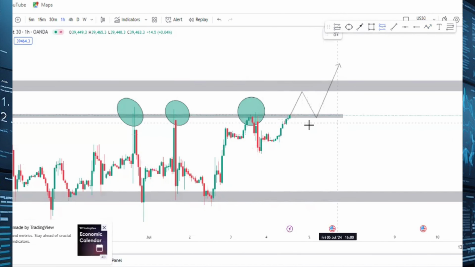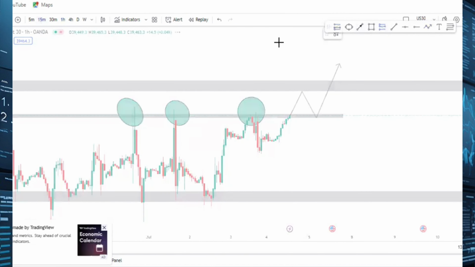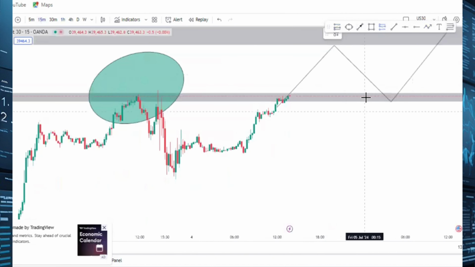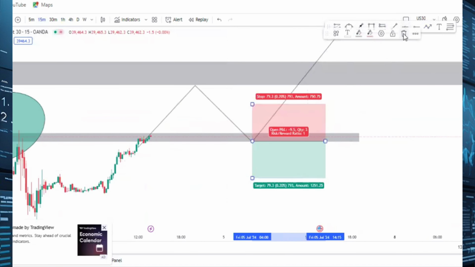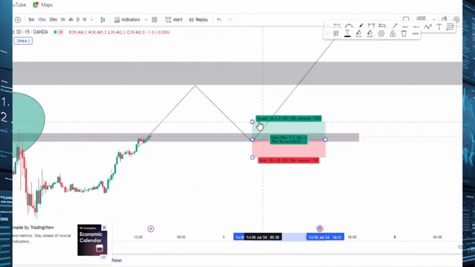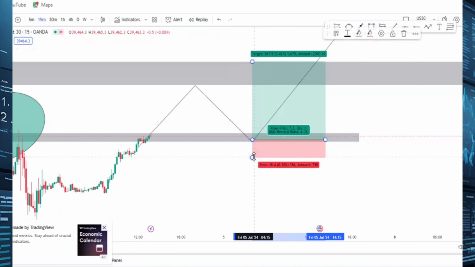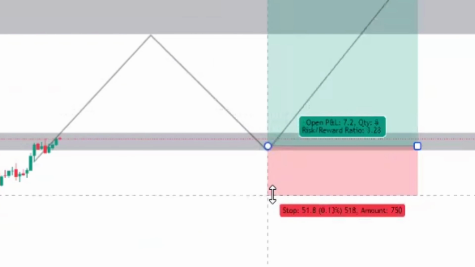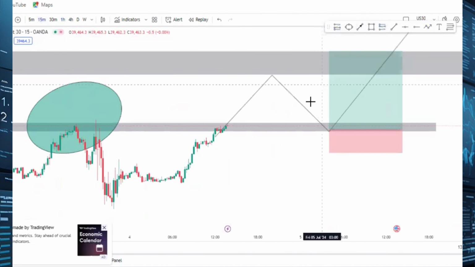You understand? Now, how do I take my buy? I will have to go down to the 15 minute time frame to wait for the market to pull back and retest. It must happen on the 1 hour time frame before I come to the 15 minute time frame to take my buy position. Where do I put my stop loss? My stop loss will be at 50 points here, and the first TP will be 1 to 3. You understand?